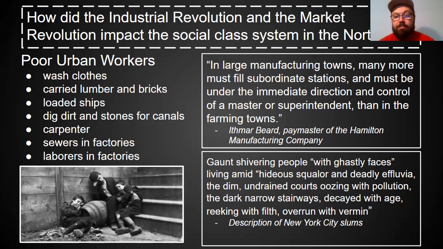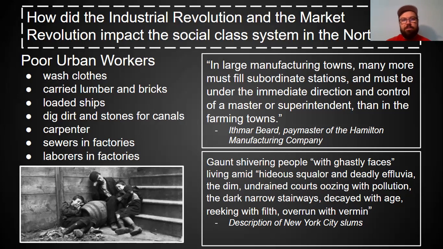This is a brutal assembly of words put into one sentence to describe something, right? "Gaunt, shivering people with ghastly faces, living among hideous squalor and deadly effluvia, the dim, undrained courts oozing with pollution, the dark, narrow stairways decayed with age, reeking with filth, overrun with vermin."